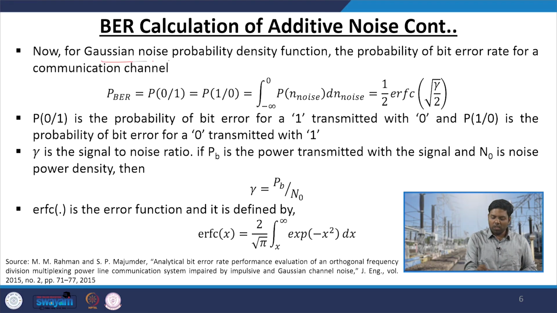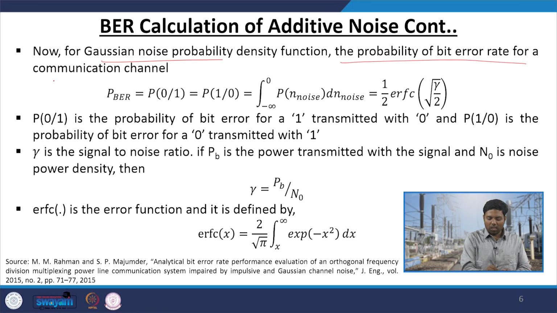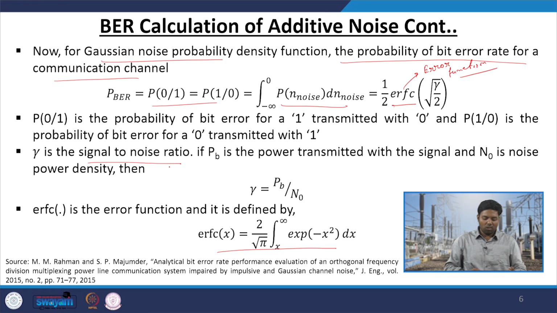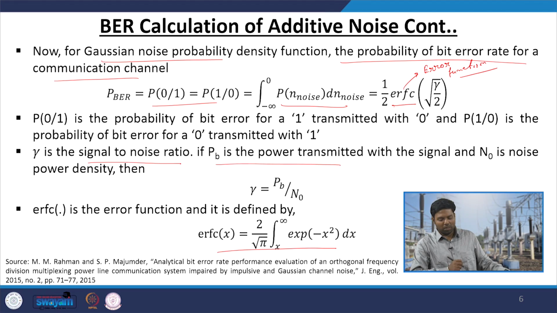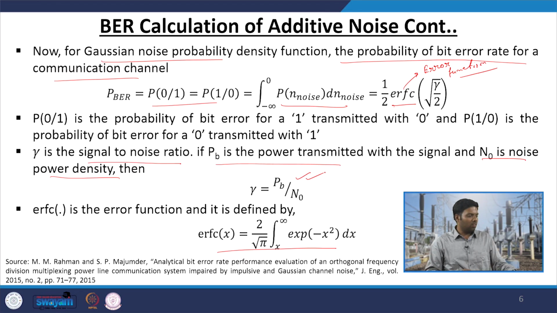So, now for the Gaussian probability distribution function, which we normally consider for all our AWGN noise, NLI noise or PLC noises, the probability of bit error rate for a communication channel you can calculate with this equation, which comes out to be half of the error function. This is the mathematical error function. Normally it is denoted by this integration equation, root over of gamma by 2, where gamma is your signal to noise ratio. If Pb is the transmitted power of the signal and N0 is the noise power density, then gamma is Pb by N0. Okay, got it?